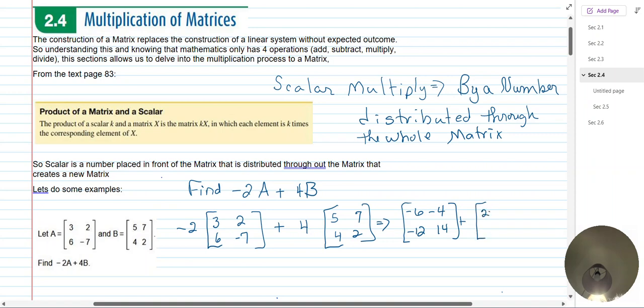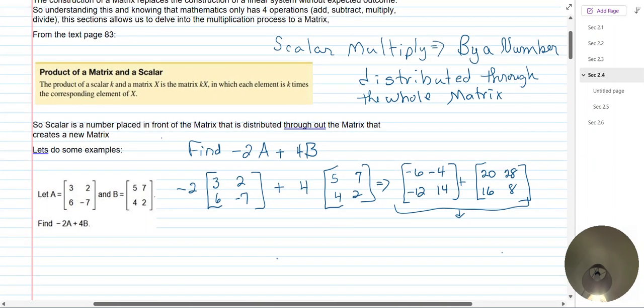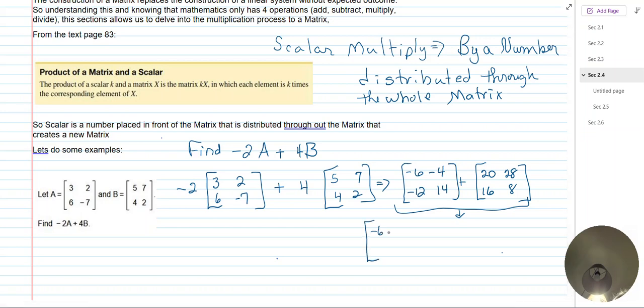Added to 4 times the matrix, and it's on every number. 4 times 5 is 20. 4 times 7, 28. 4 times 4, 16. And 4 times 2 is 8. Well, now we have them all in matrix form, so we're going to add them. And that would give me a -6 plus a 20, a -4 plus a 28. On row 2, I'd have a -12 plus a 16 and a 14 plus an 8.